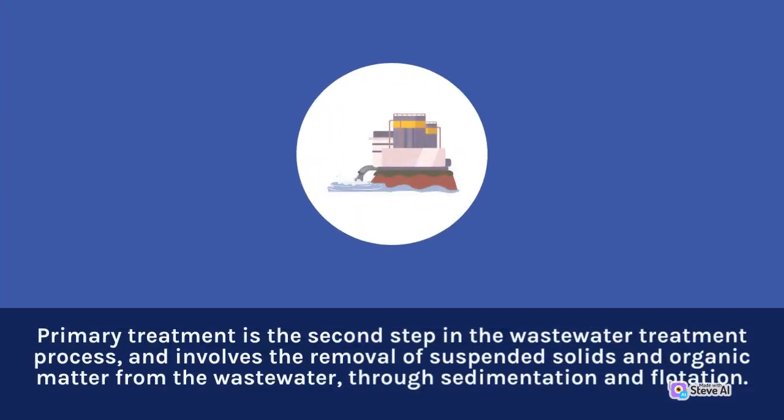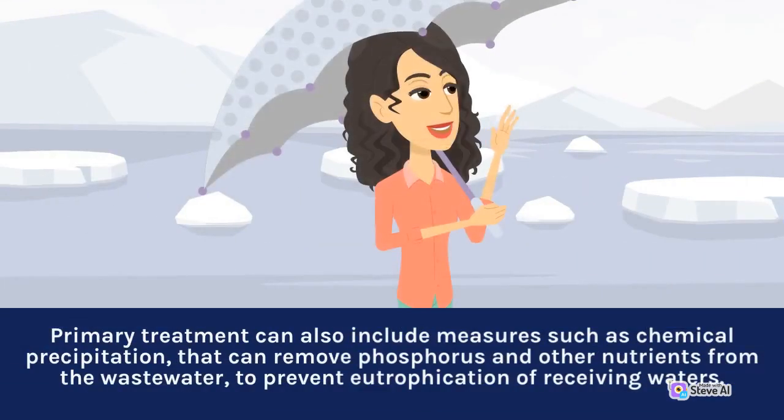Primary treatment is the second step in the wastewater treatment process and involves the removal of suspended solids and organic matter from the wastewater through sedimentation and flotation. Primary treatment can also include measures such as chemical precipitation that can remove phosphorus and other nutrients from the wastewater to prevent eutrophication of receiving waters.